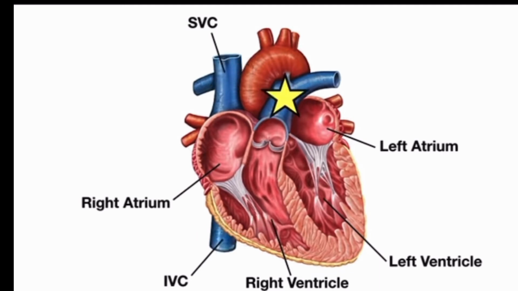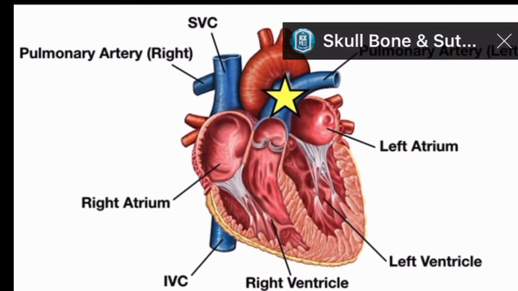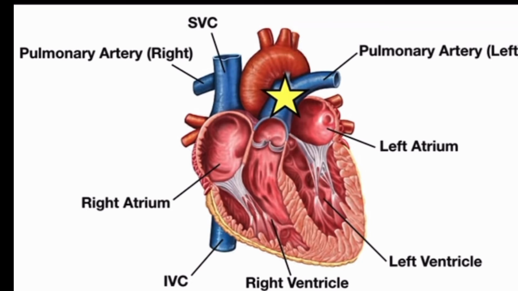Moving on to the next structure, try to guess which one it is. We have a blood vessel that's exiting the right ventricle and going to the lungs. We know it's going to be an artery because it's a blood vessel that's carrying blood away from the heart, and it's carrying blood to the lungs. So it's going to be the pulmonary artery. Specifically where the star is, that's the pulmonary trunk or the main pulmonary artery, and then it splits into the right and left pulmonary arteries. And the function of them is to deliver deoxygenated blood from the right side of the heart to the lungs to become oxygenated.